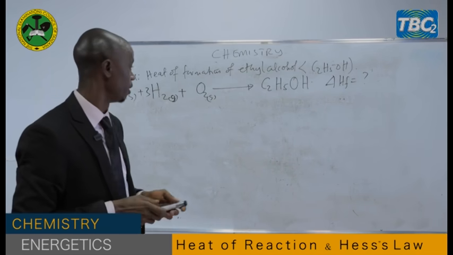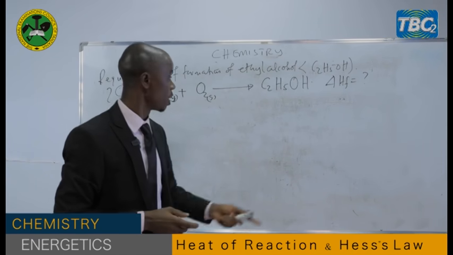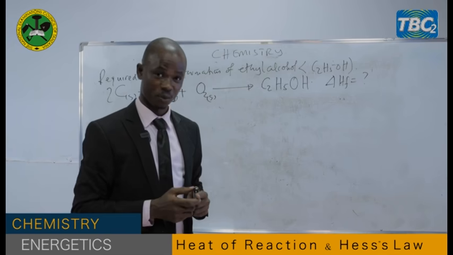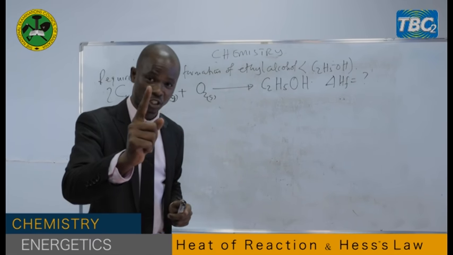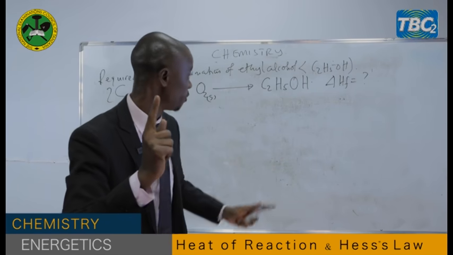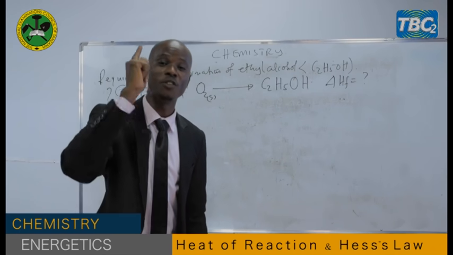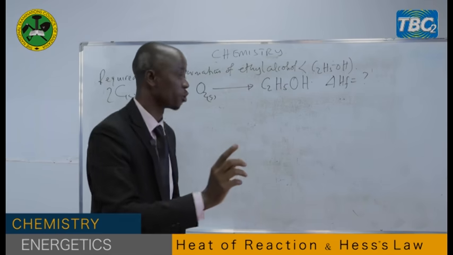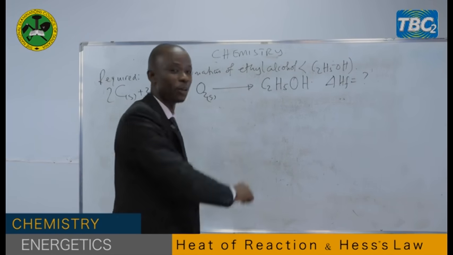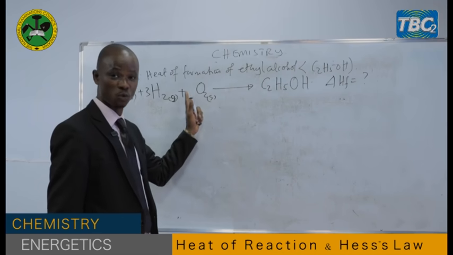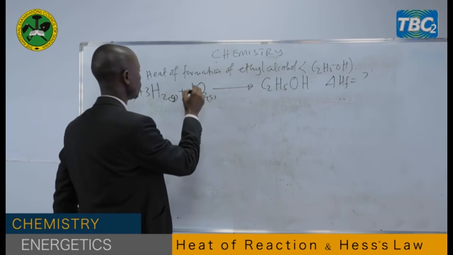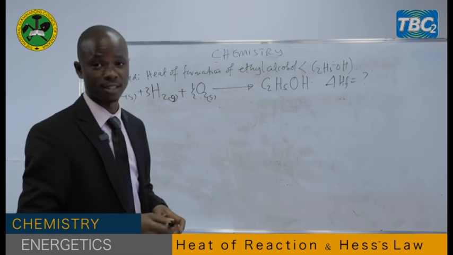How about oxygen? We have 2 oxygen atoms, and we have 1 oxygen atom. What are you going to do? Don't put anything. Remember the definition of heat of formation: 1 mole of the compound is formed. So you don't do anything to the compound which is formed. But you have to balance the oxygen gas to get 1. So you put here half. That is a balanced equation.